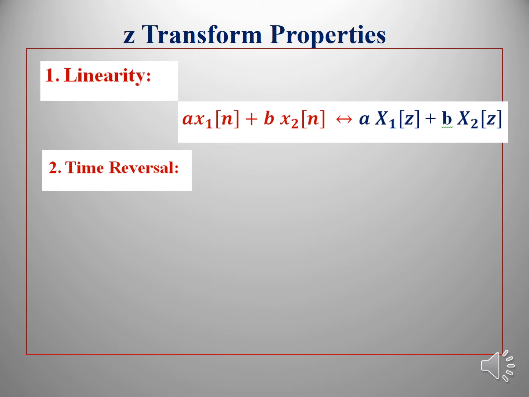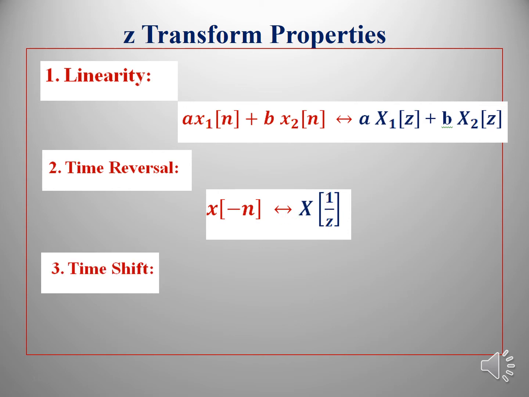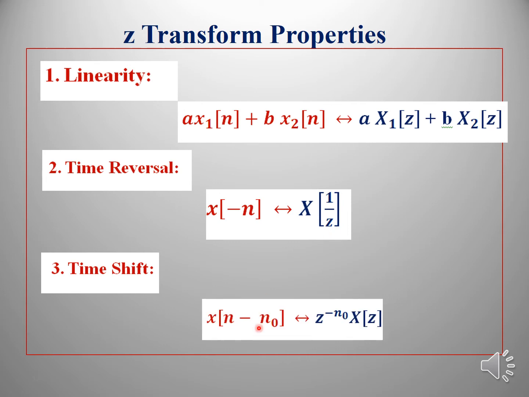The next property is on time reversal. This property states x of minus n is equivalent to x of 1 by z. The next property is on time shifting, which is given by a delay in the signal by n naught, which means this is a delay on the right hand side of the discrete graph, given by x of n minus n naught, would result in z power minus n naught into x of z.